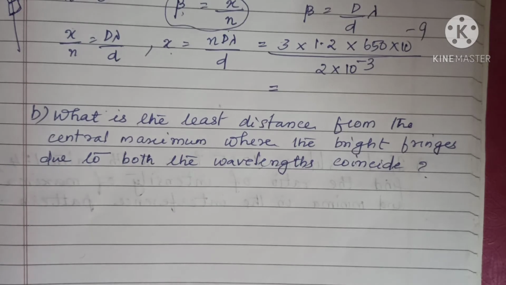Clear? That is from the central maximum at a particular value of x. At a particular value of x, both wavelengths will coincide. Wavelengths are given here. So you have to find that x by using the condition that the wavelength lambda 1 and wavelength lambda 2 coincide at that point. Okay, so let us move to that section.